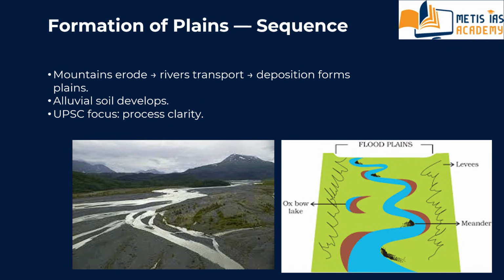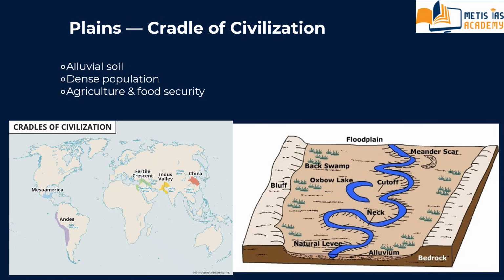They may be extremely level or gently rolling. This is the feature of plains. What is the formation of plains? How are plains forming? Rivers erode mountains, carry sediments downstream, and deposit materials like sand, silt, and clay. Over time, plains are formed.